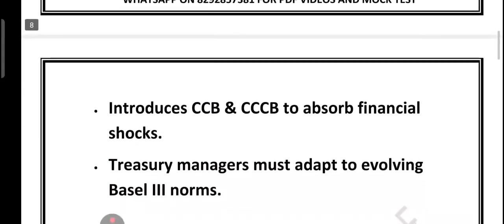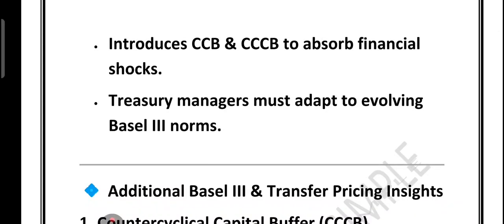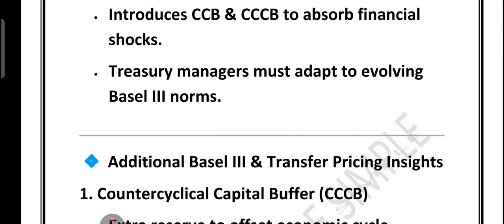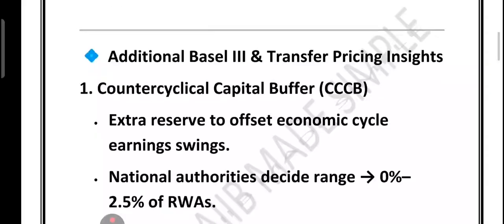Yes, you can see in common equity they have raised it to 4.5%, tier 1 capital they have raised to 6%. Then Basel III also introduced two important buffers, that is called CCB, capital conservation buffer, and triple CB, countercyclical capital buffer. So these help banks absorb unexpected losses and maintain stability during tough times. Now for the treasury manager, this means that they must align their fund management practice with the evolving Basel III requirements to ensure full compliance.